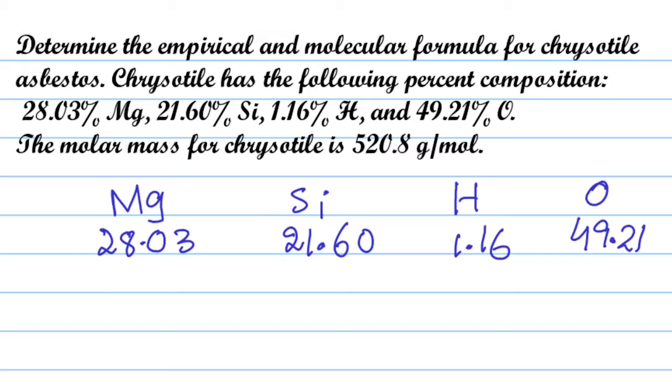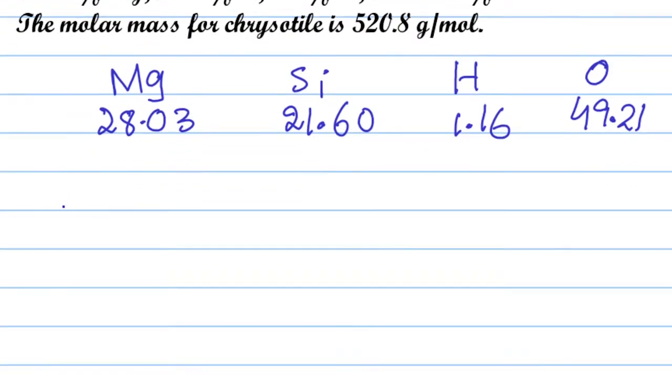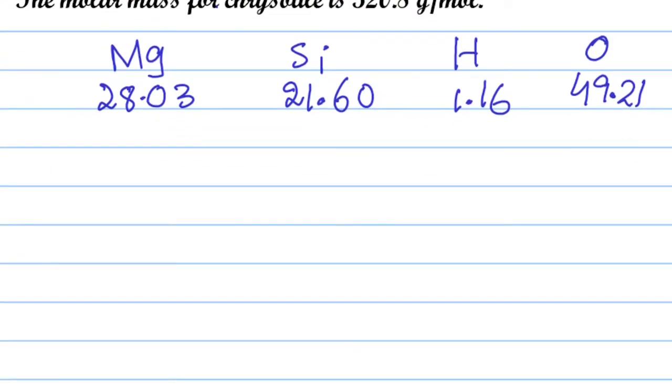So here are the values which we have to utilize to calculate the empirical formula. In the first step, we have to calculate the empirical formula. First step always remains similar: change the percentage to grams, and after changing the percentage into grams, divide all the masses by their respective molar masses.